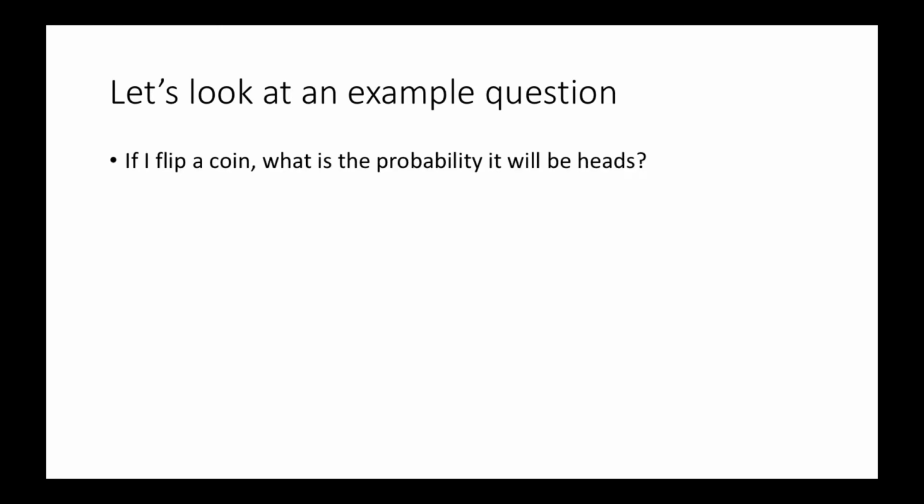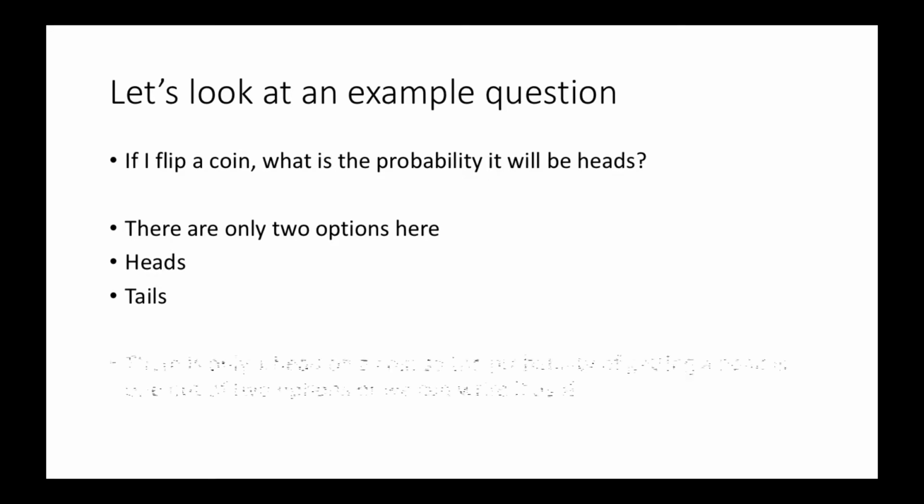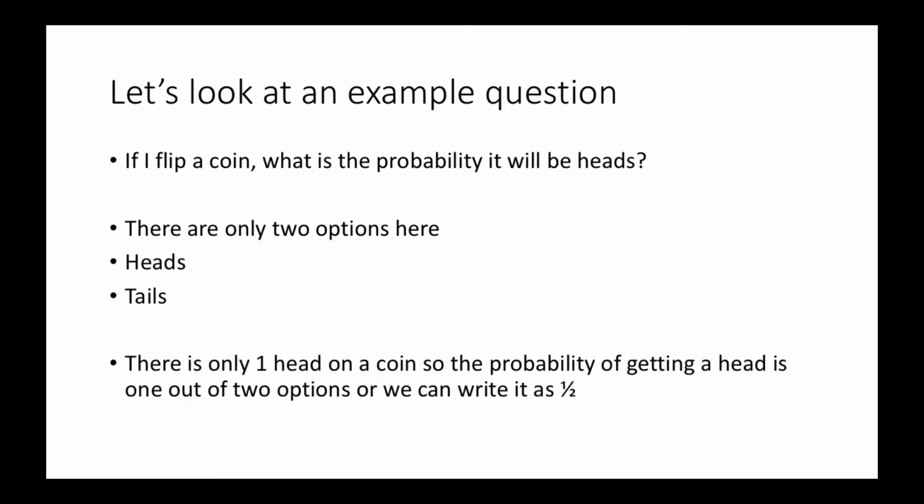If I flip a coin, what is the probability that it will be heads? Now there are only two options here, heads and tails. There is only one head on a coin, so the probability of getting a head is 1 out of 2 options, or we can write it as 1/2, 1 out of 2.